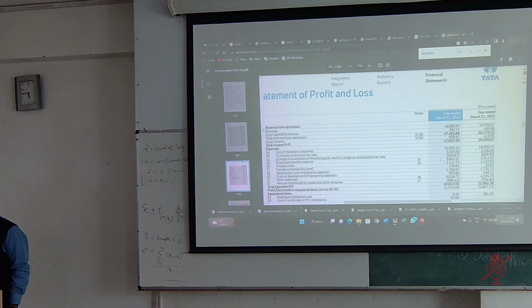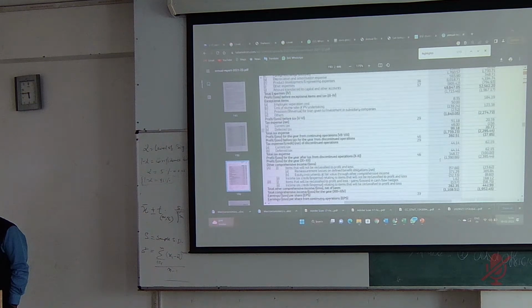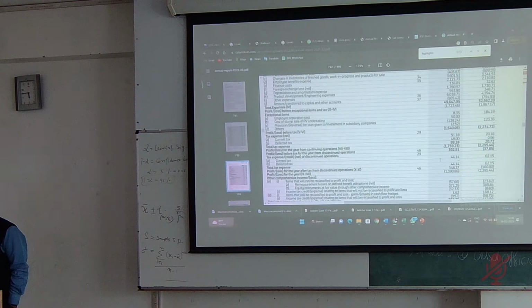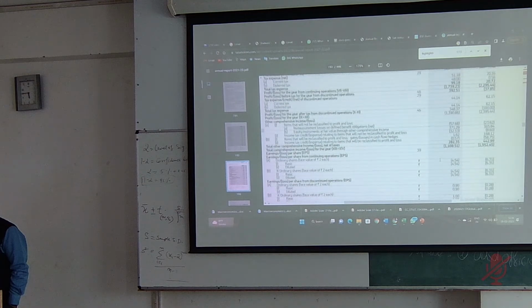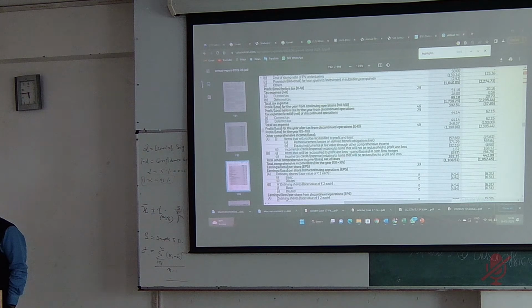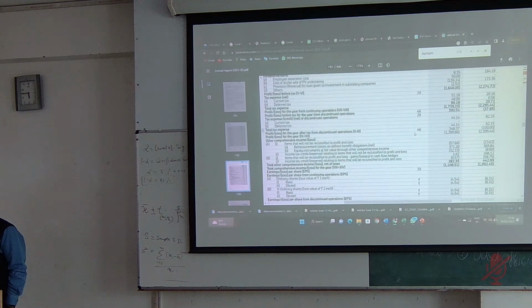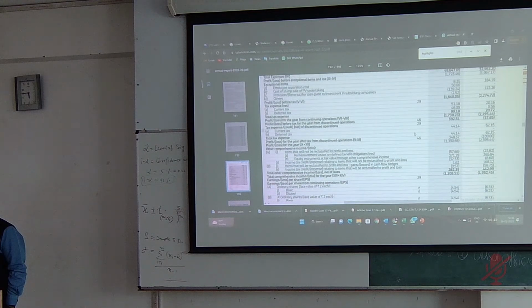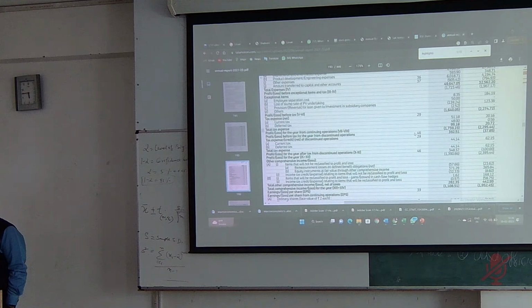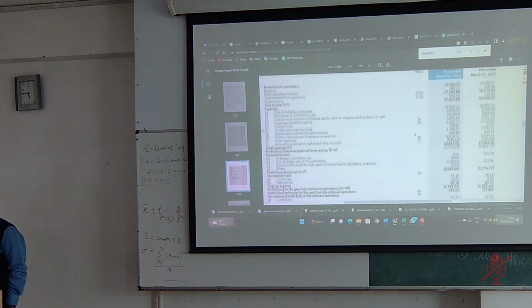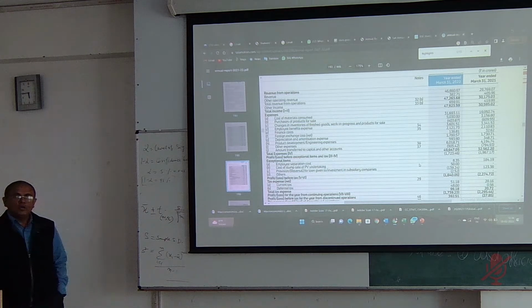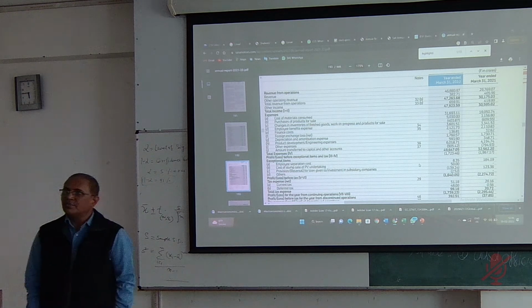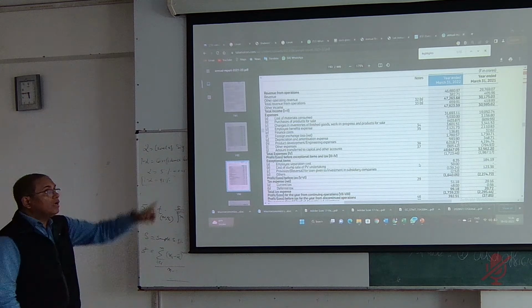In the profit and loss account, you look upon the profit. Which one do you want, EBIT first or profit after tax first? Total income is here, total expenses is here, and here the company is in loss. Tata Motors is a loss making company this year, very clearly visible.